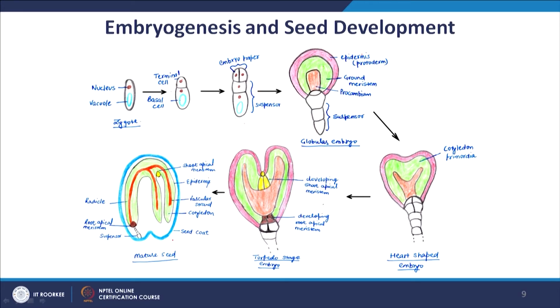This is a mature seed where you have a seed coat and the proper embryo which is attached with the suspensor, and in this embryo we have the basic body plan, for example root apical meristem, shoot apical meristem, provascular tissues, and at this stage the embryo undergoes the process of dormancy and it can stay for a long period of time.